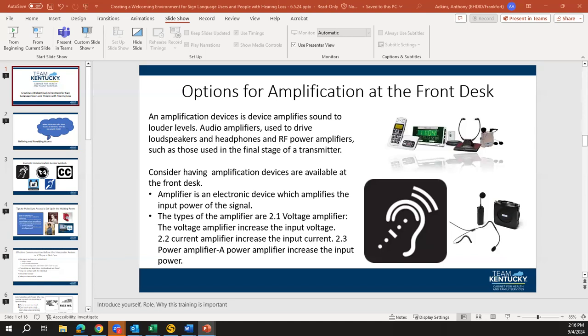So when you have a client who comes in and has hearing loss and requests amplification, you should be ready at the front desk to pick up whichever system you have in that office and let the deaf individual or the hard of hearing individual know that this is what you have to offer. Our department can reimburse for purchasing these types of amplification devices. So you can go ahead and research which one would be best for your office, what your clients need. You can purchase them and then submit your invoices to us, and we can then try to reimburse you as soon as possible.